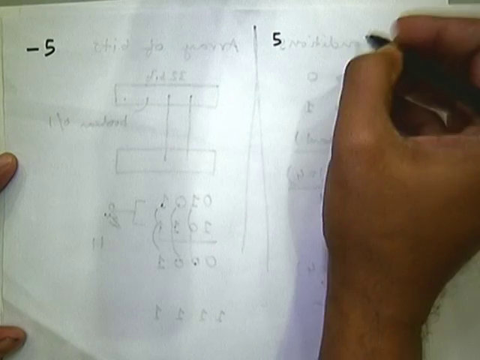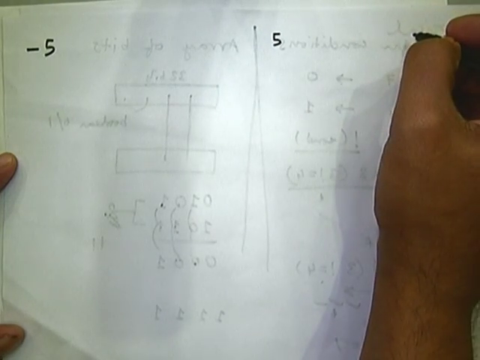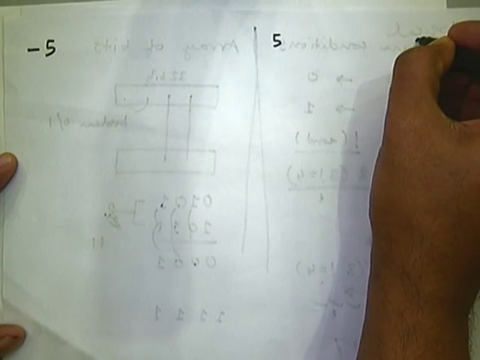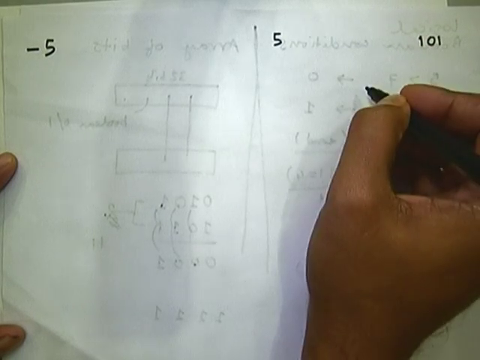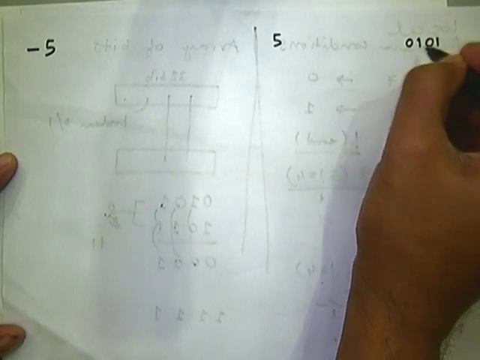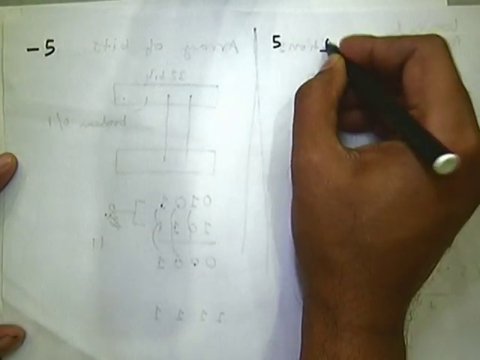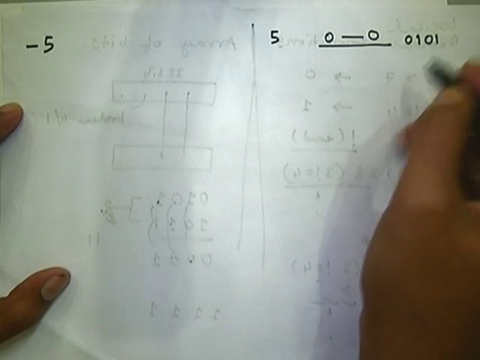So what is minus 5? First of all, what is plus 5? Plus 5 is 0101 in the last nibble, right? And then the others were all zeros. Correct? All the other bits were zeros. The last 4 bits were 0101. So that is 1, 4. That was 5.